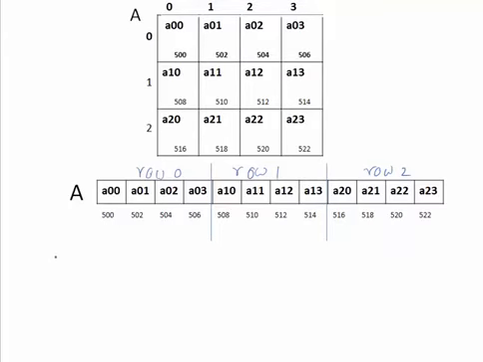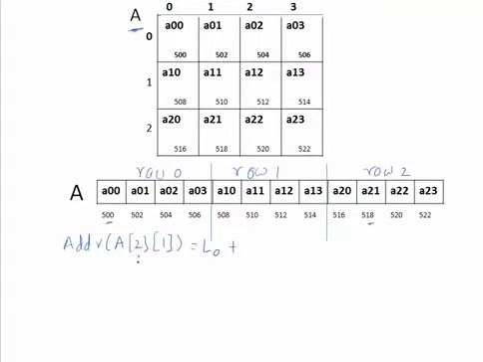Now let us see how the compiler will make use of base address and generate the formula. For getting the address of A of 2, 1, if you see, it is 518. So this will be location 0 plus... location 0 is this address.